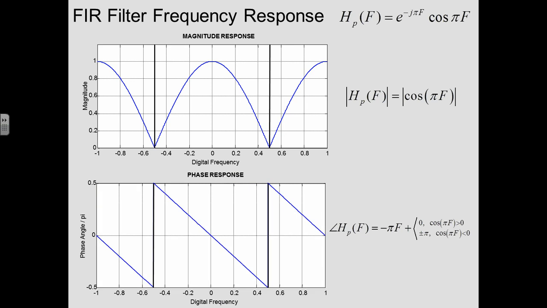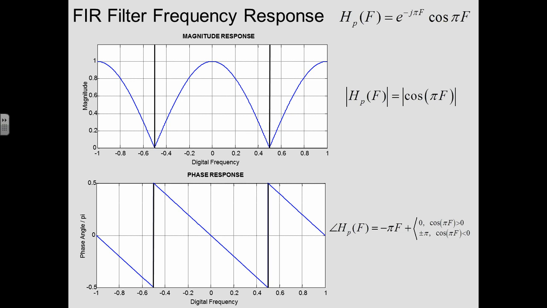The phase response is a straight line. It's minus pi times f, so that's a linear function of frequency. And that wraparound, you'll notice it's jumping by a pi phase every time that the magnitude response goes to 0. Those jumps are those additions of either pi or 0 or minus pi that are happening when the magnitude flips sign. And so we wouldn't consider those a true discontinuity in the phase.